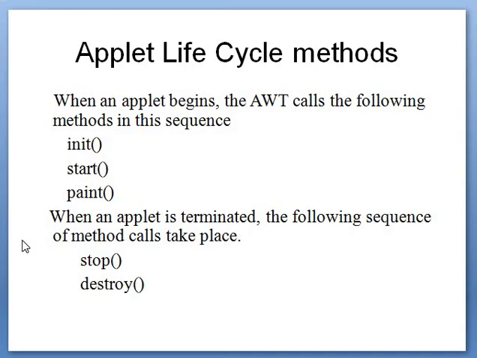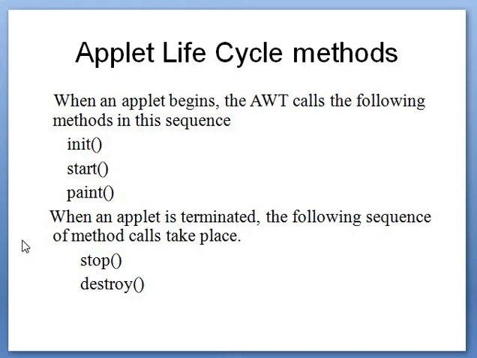So lifecycle methods are there. When an applet begins, the AWT calls the following methods in this sequence. First the init method, then the start method, then the paint method. In our previous example, we have implemented only the paint method. We haven't given an implementation for init and start. So these are optional. Init is optional, start is optional, stop is optional, destroy is optional. But we must implement the paint method.